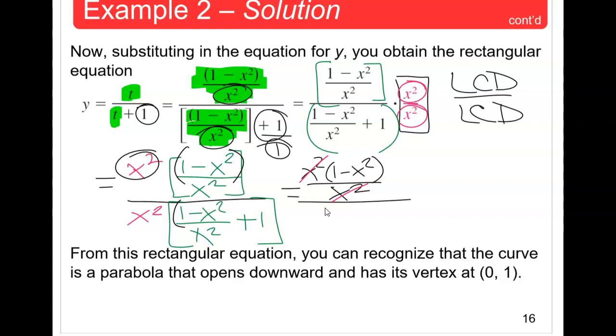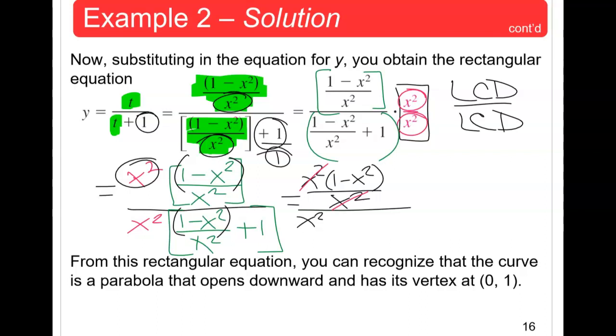So if we multiply that x squared times the first fraction, it will be x squared times 1 minus x squared over x squared. And then we still have to distribute that times the 1. So 1 times x squared, it will just be x squared. So here you could see it also cancels out.